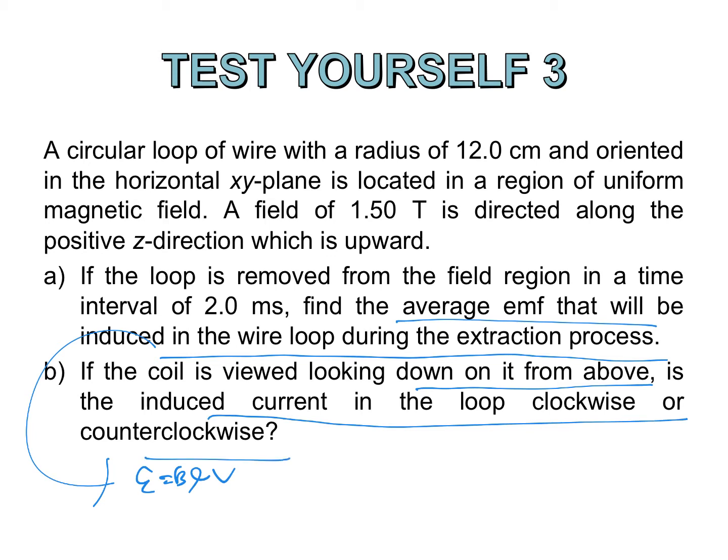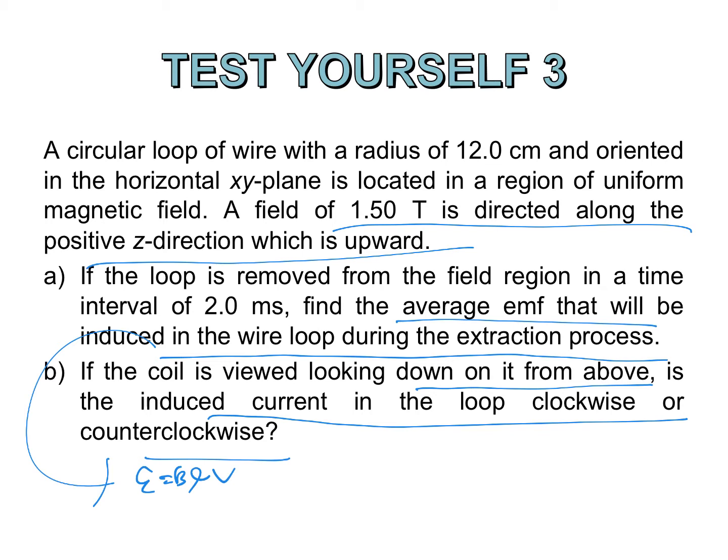So when the question asks you about the induced current, you need to find the direction of the original magnetic field first. So the direction of the original magnetic field is the positive Z direction. Okay, and then the next information that you need to know is whether it's increase or decrease.